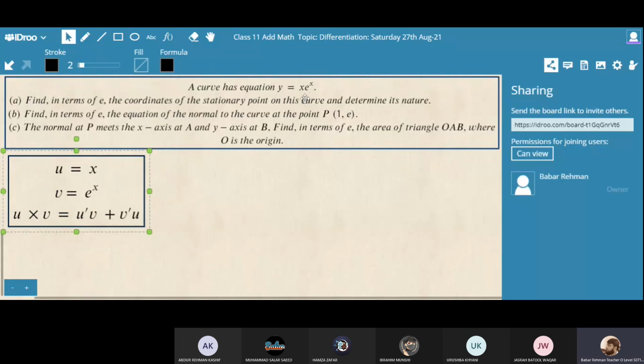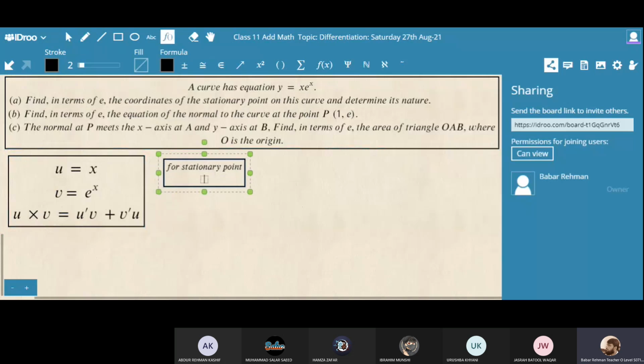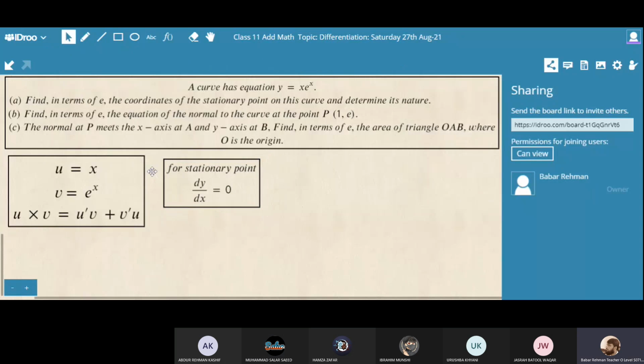The answer will come in terms of e, because they have not given us any point on the curve. So they are saying find in terms of e the coordinate of stationary point. Okay, for stationary point, what we do? If I want to find out the stationary point, what can I do? Derivative should be equal to 0. When derivative is equal to 0, in that case you will be able to find the stationary point.